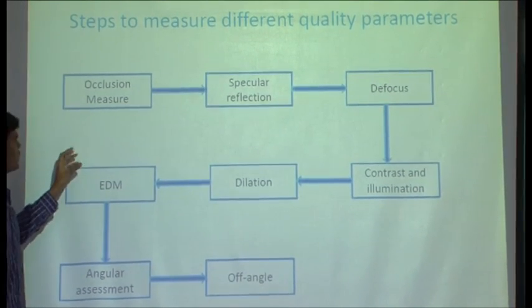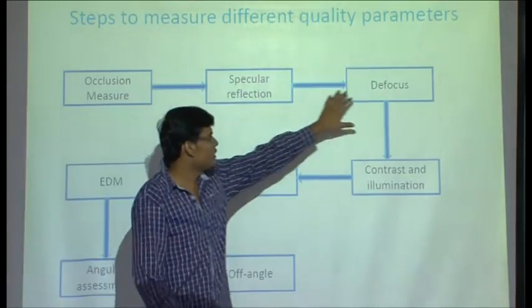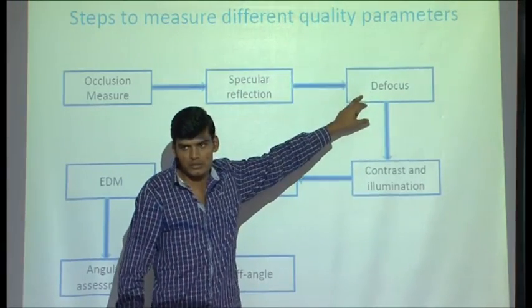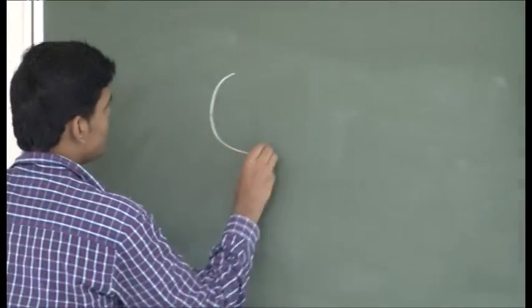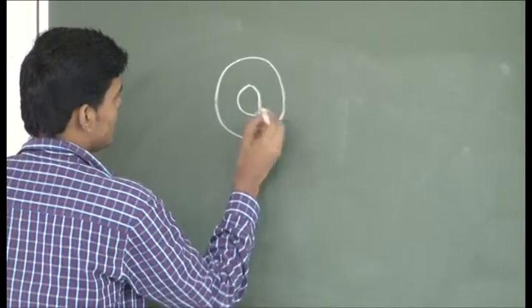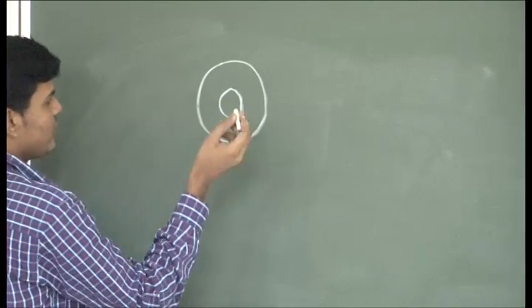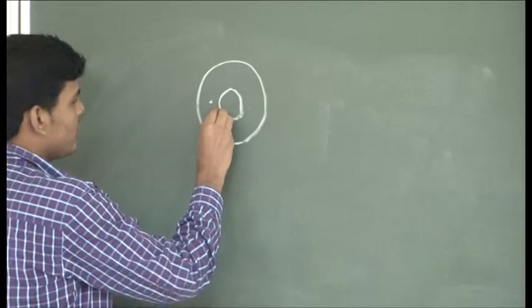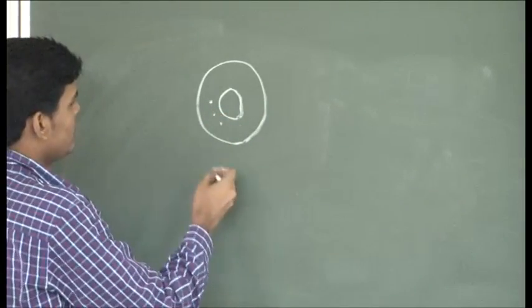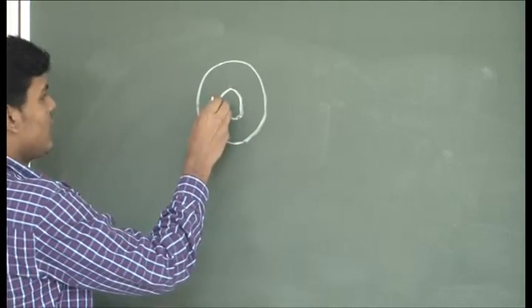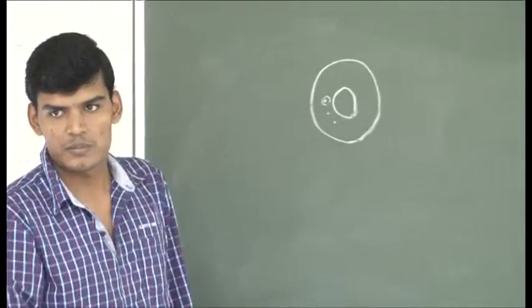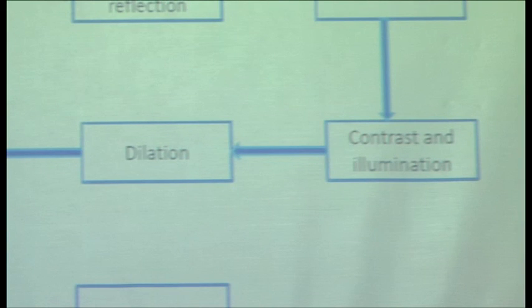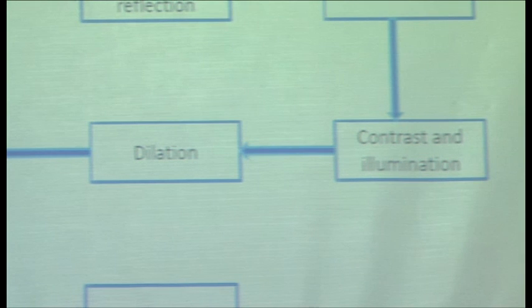parameters, because the specular reflection part can affect the defocus part. Let's say in an iris image some specular reflection is there, and then there will be some high intensity points. And then while considering the defocus, I will not consider these points. And also during the calculation of contrast and illumination, these intensities are false because of the specular reflection.